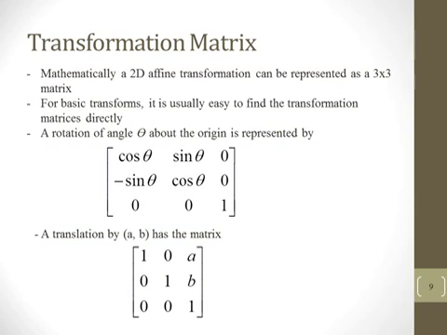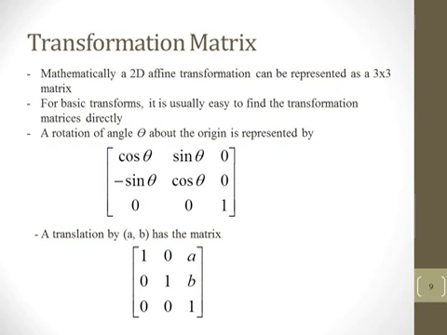Now, for a basic transform, it is usually easy to find the transformation matrix directly. For a rotation of angle theta about the origin, the following matrix represents the rotation: cosine theta, sine theta, 0; minus sine theta, cosine theta, 0; 0, 0, 1. Always the third row in the matrix will be 0 0 1.